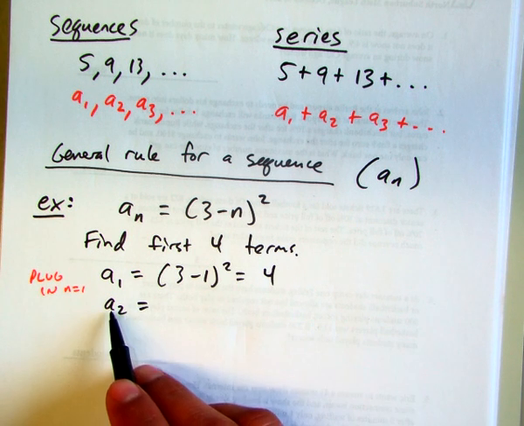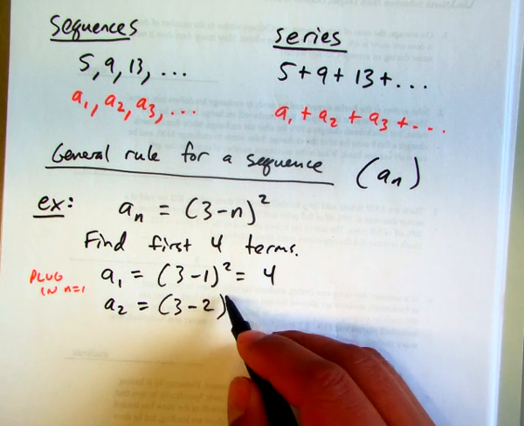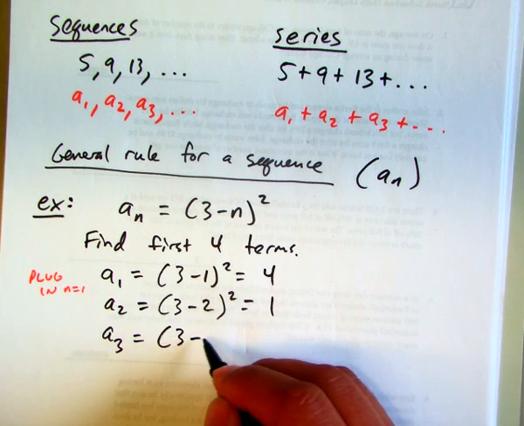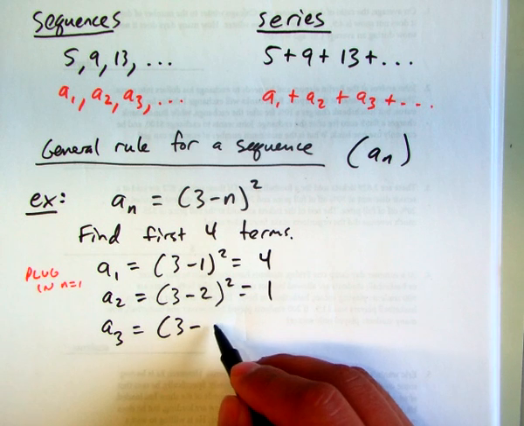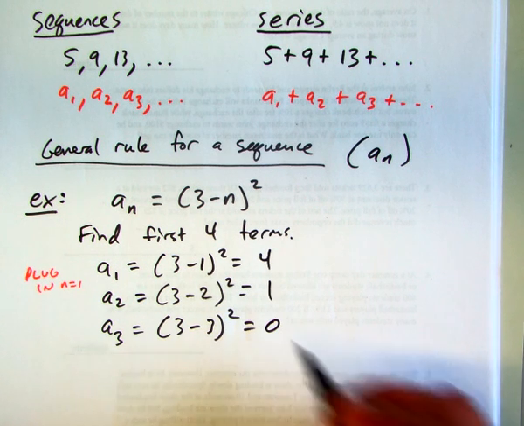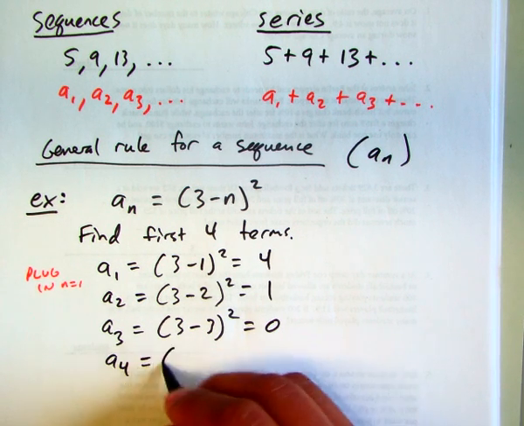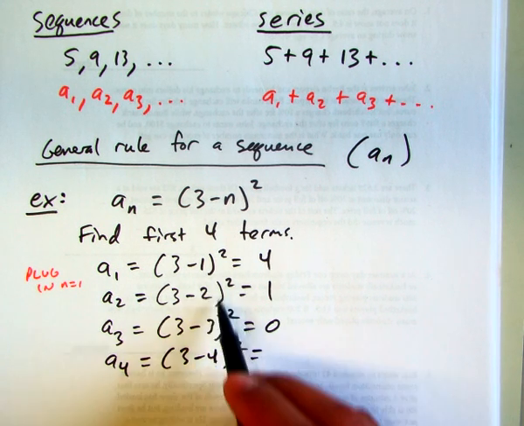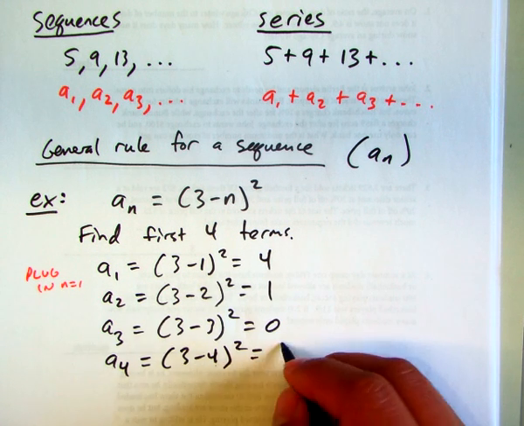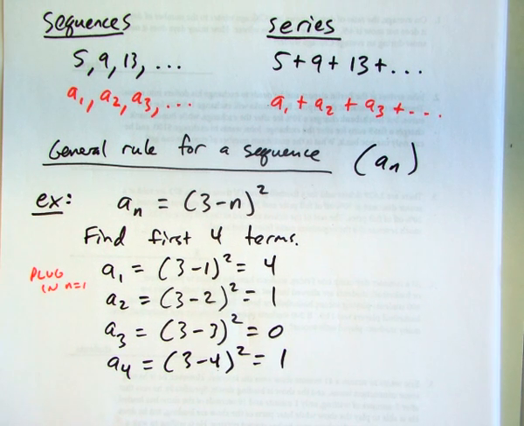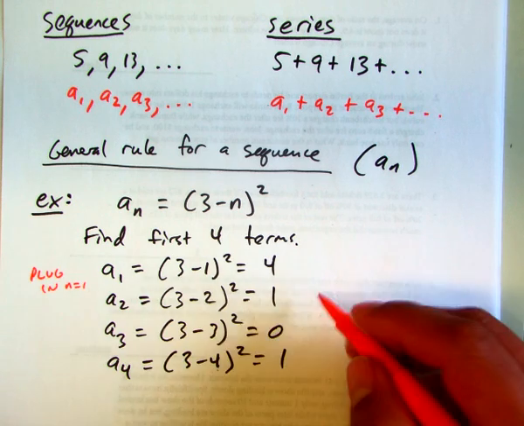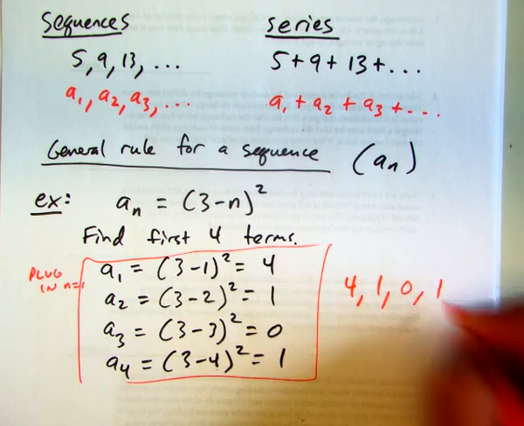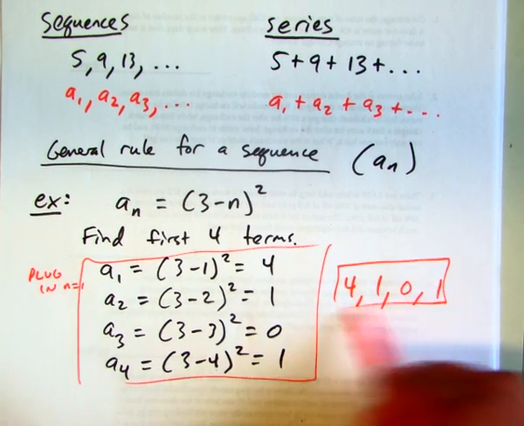So for a second term, you just plug in 2 for n. 3 minus 2 is 1. 1 squared is 1. To find a third term, you do 3 minus 3, which is 0, so square it, you get 0. And to find the fourth term, now you do 3 minus 4, because we're plugging in 4 into n. Negative 1 squared is 1. So the first 4 terms, if you wanted to write them in order, would be 4, 1, 0, 1.